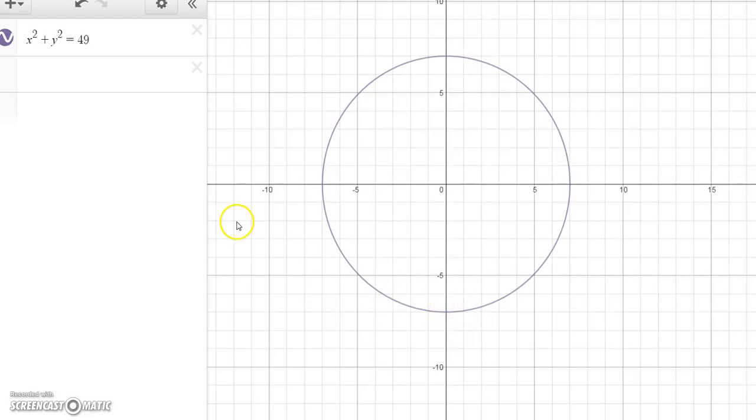And so that pretty much completes section 1.5 that involved several applications of graphing and circles and symmetry and things of that nature. And so we'll move on to another topic in the next video.